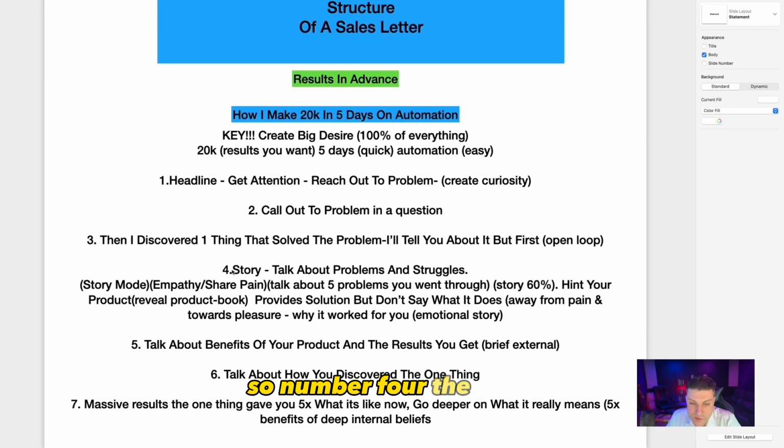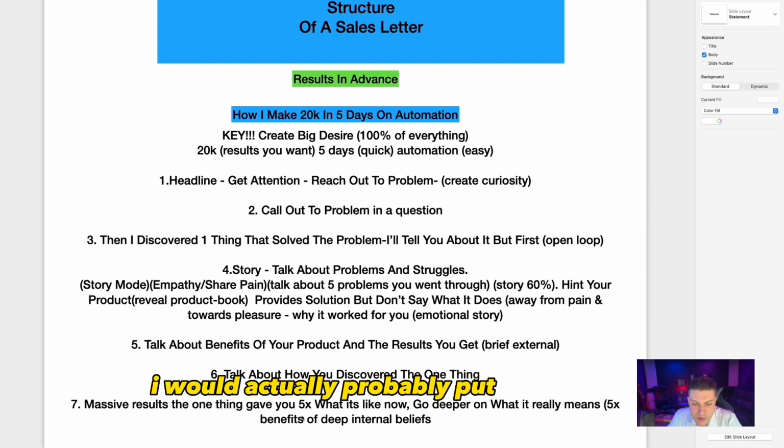So number 4, the story. Talk about your problems and struggles. Go into story mode there. Give them empathy. Say, hey, I understand, I've been here. And you talk about 5 problems that you went through. And then you reveal your product, and then you go into how it helped you out and solved your problems.